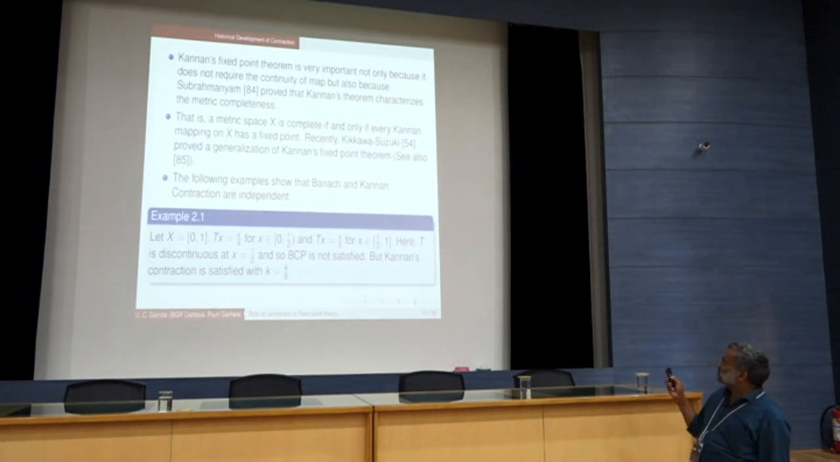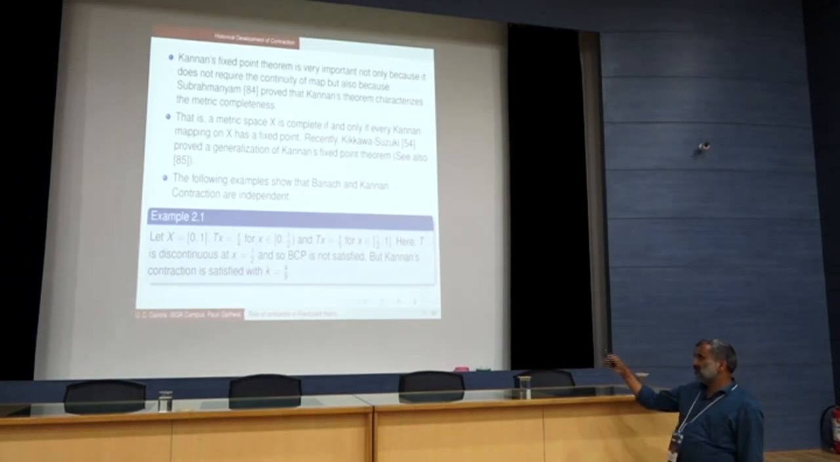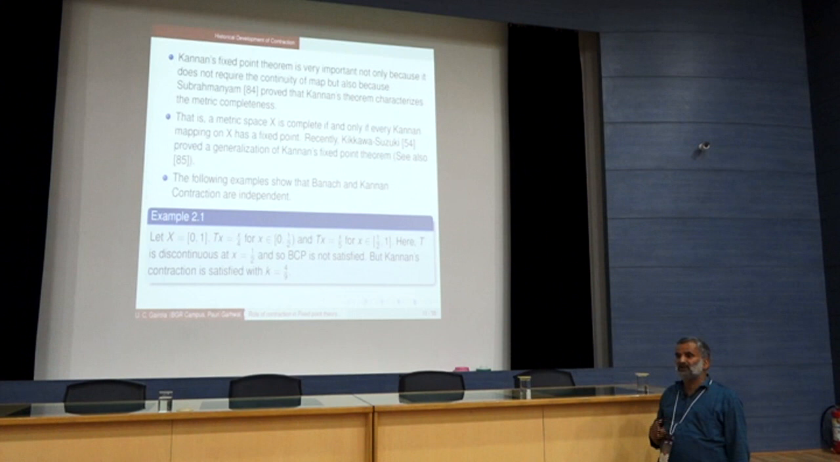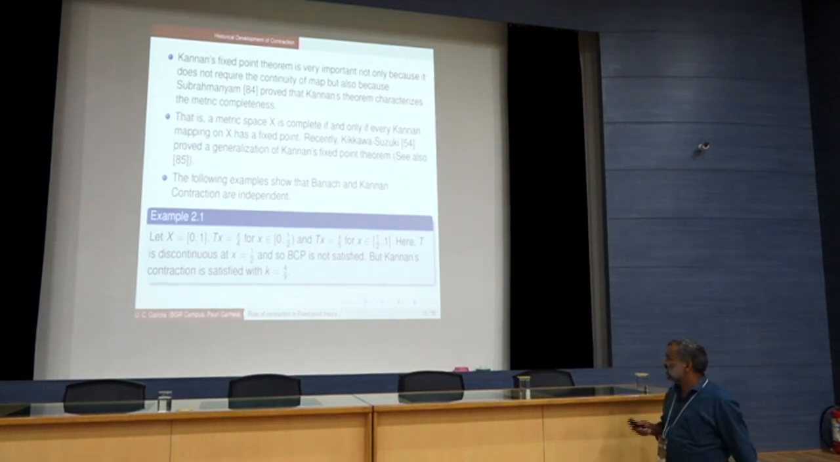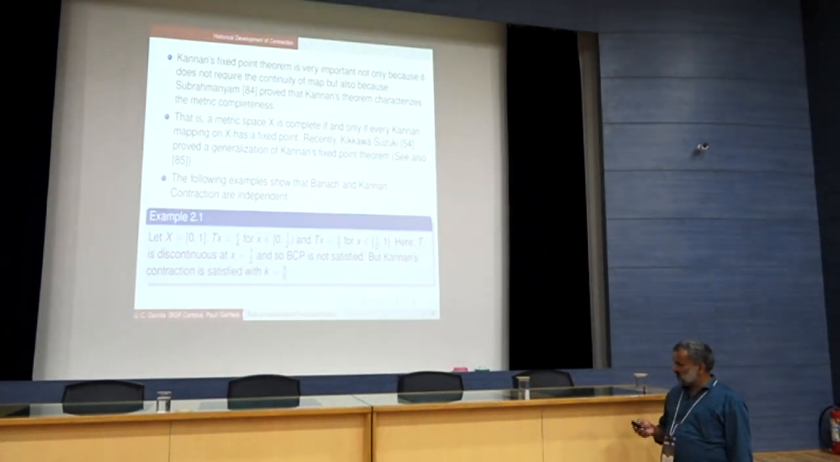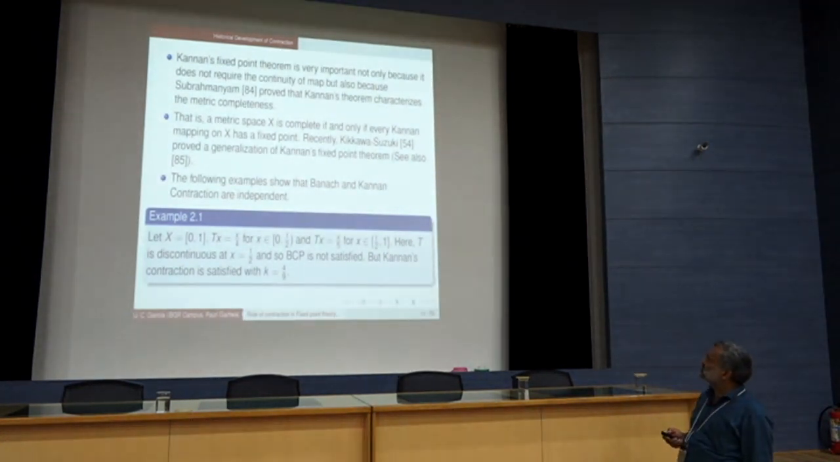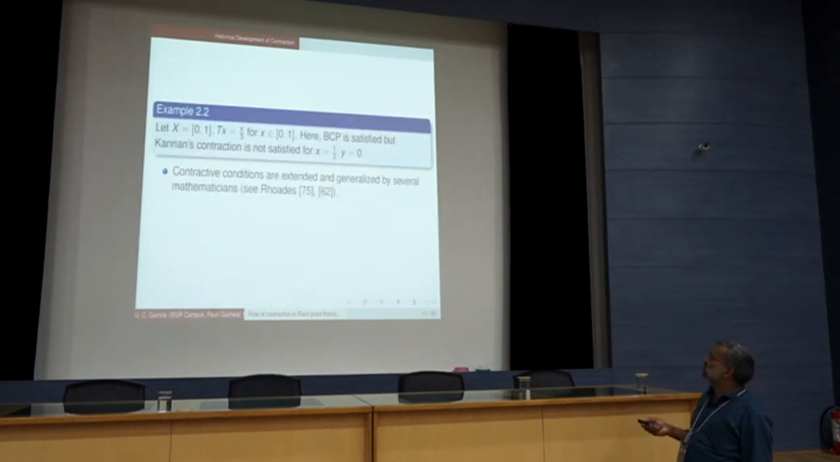The following examples show that the Banach and Kannan contractions are independent. In the first example, we give a map which is a Banach contraction but not a Kannan contraction, and in the second, a map which satisfies the Kannan condition but may not satisfy the Banach contraction. So here you can see these two examples.